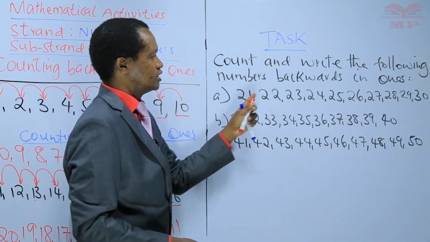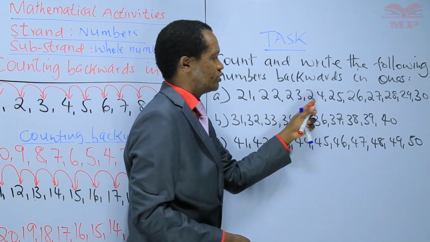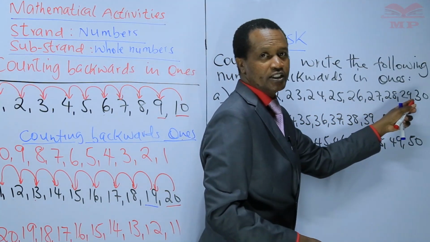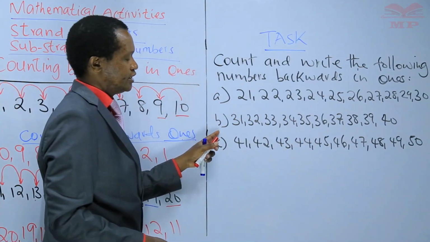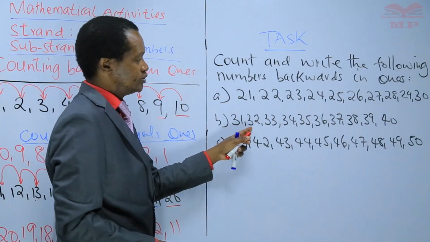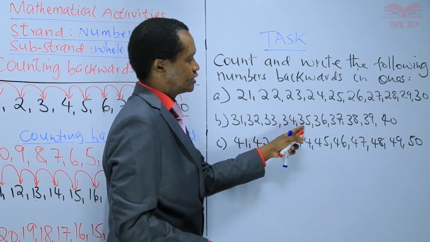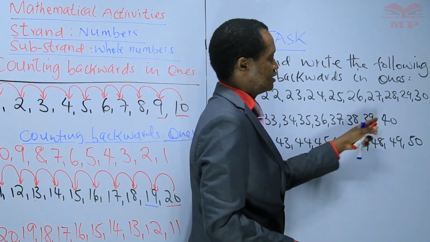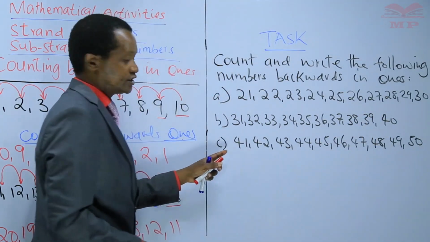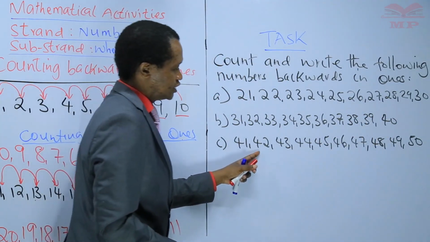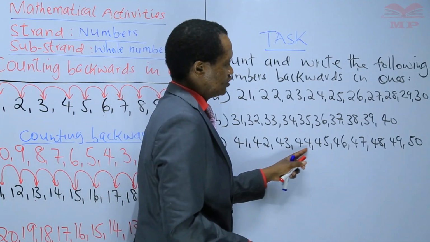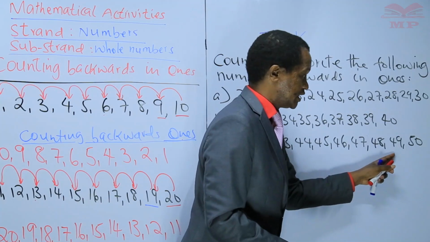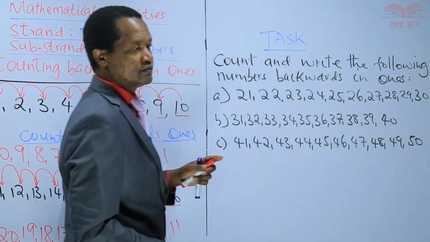A, 21, 22, 23, 24, 25, 26, 27, 28, 29, 30. B, 31, 32, 33, 34, 35, 36, 37, 38, 39, 40. C, 41, 42, 43, 44, 45, 46, 47, 48, 49, and 50.